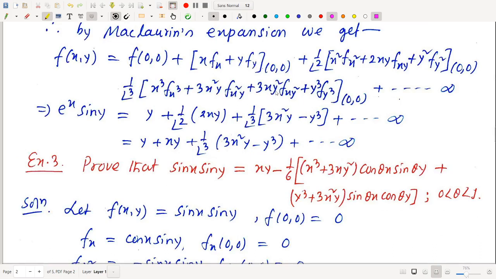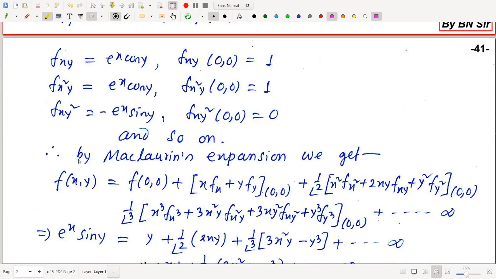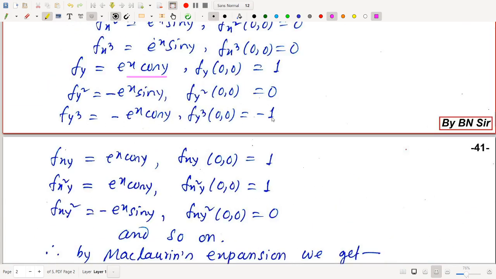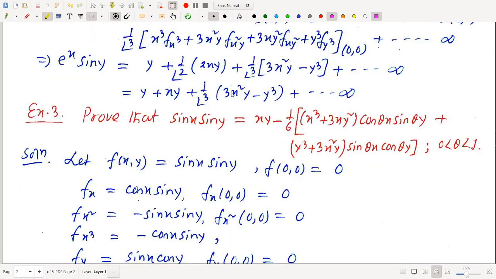In the third order partial derivatives also we have seen 2 terms are 0 and 2 terms remain, one with fx square y and the other with fy cube. fx square y is 1, fy cube is minus 1, so substitute it here; the other 2 terms are 0. So this is our expansion of e to the power x sin y by Maclaurin's expansion in an infinite series in powers of x and y.